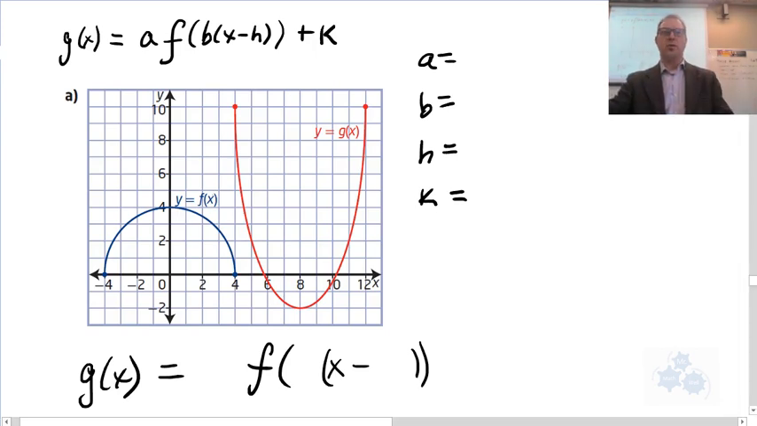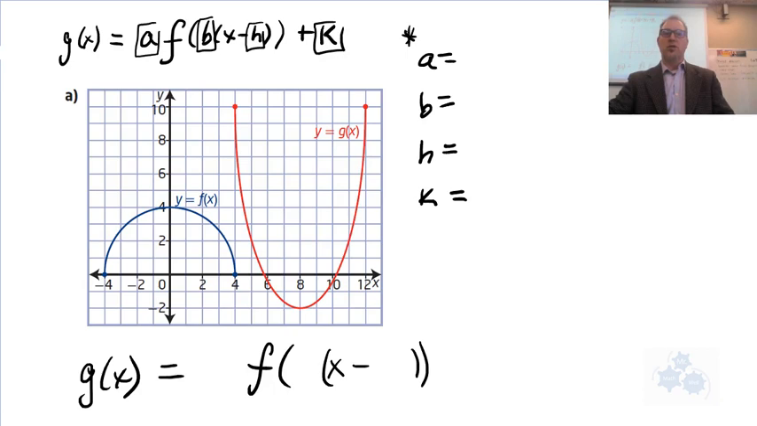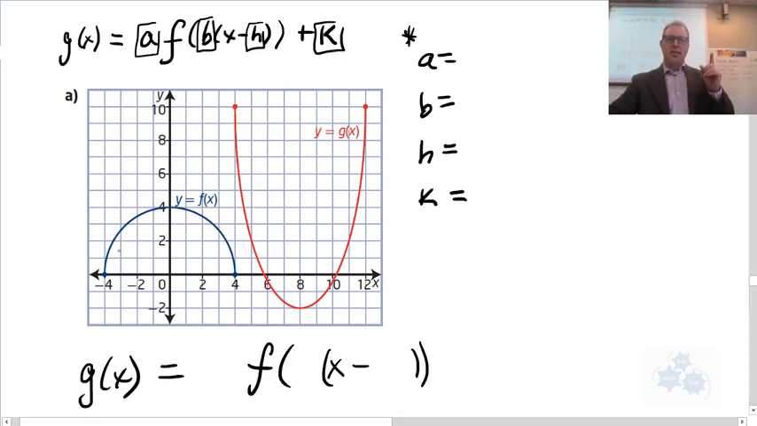And what we want to do, of course, is try and identify, and this is the big deal right here, a, b, h, and k, and then we're going to put those values into this format right here. So the first thing you want to do is try and identify the stretches in the vertical and horizontal and/or the reflections. You want to identify those first, and then we'll identify any translations, moves left or right or up or down.